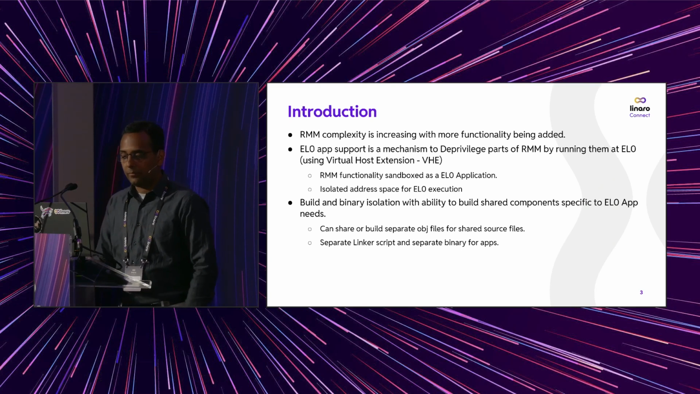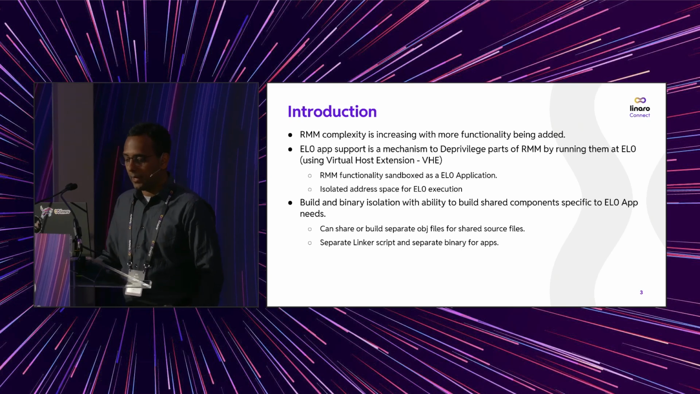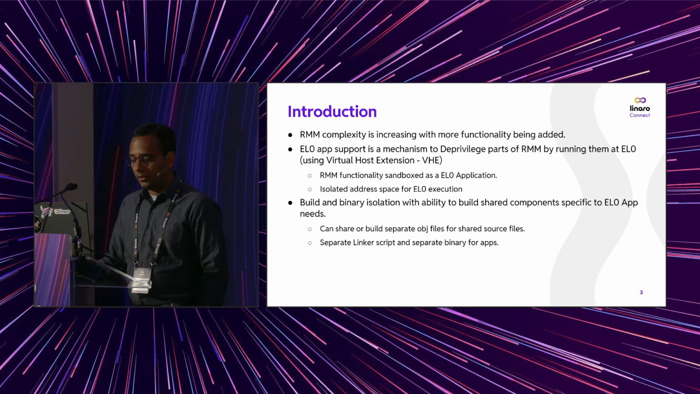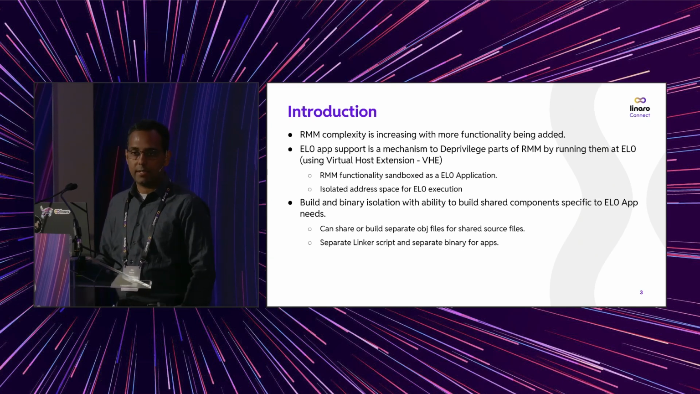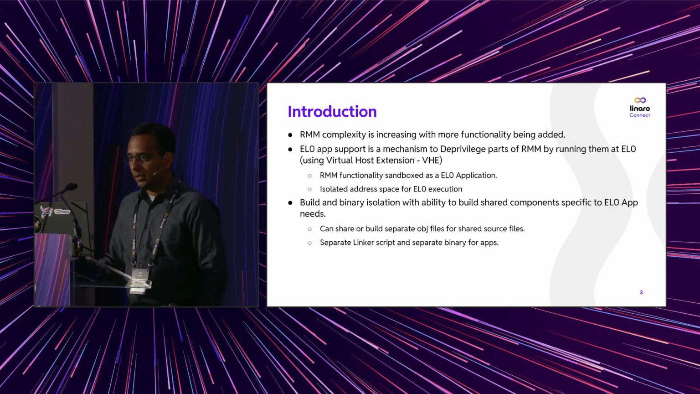So using this feature, RMM functionality is sandboxed as EL0 applications. The application has an isolated address space. Alongside, the build and the binary for the application is isolated with this work, which means that it has a separate linker script. There is a possibility to share some object files which are compiled for RMM, but it can be made separate as well. The apps have a separate linker script. So there's build and binary isolation for the apps, which is very useful, as you will see in the later slides.